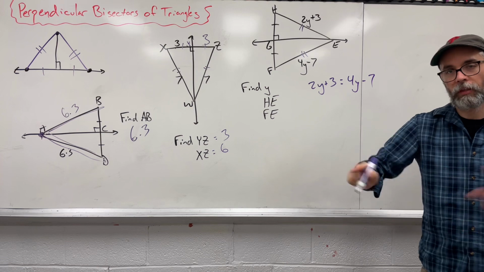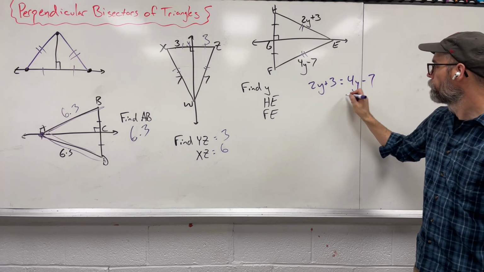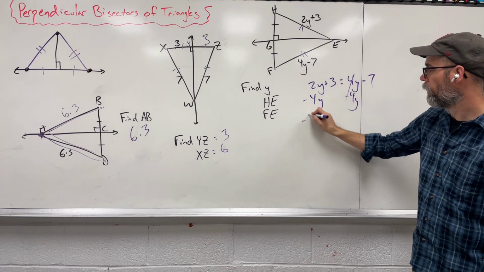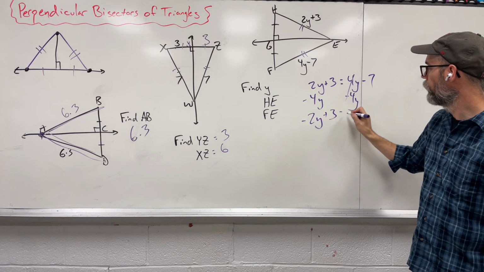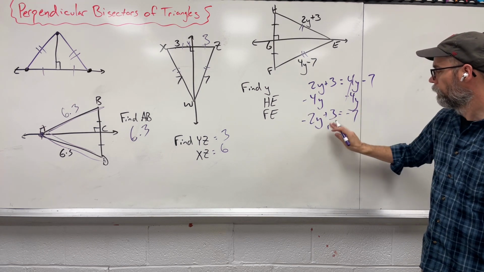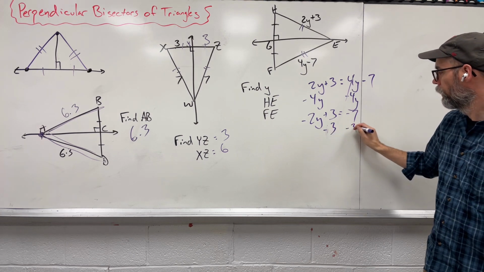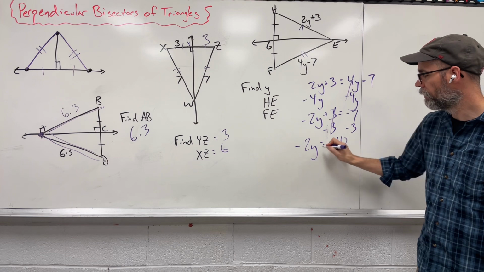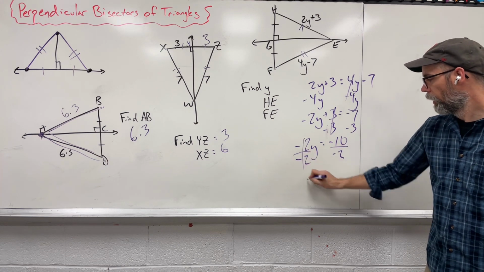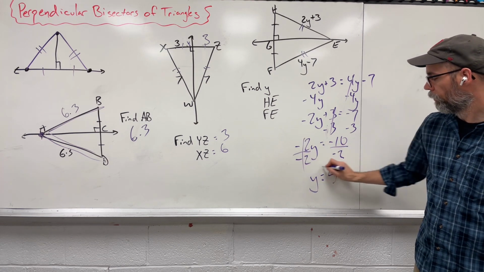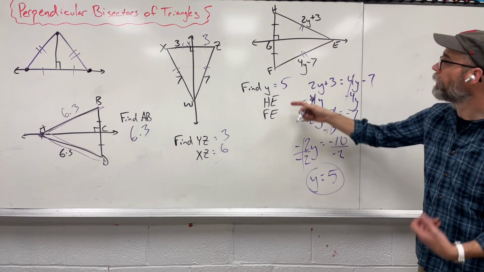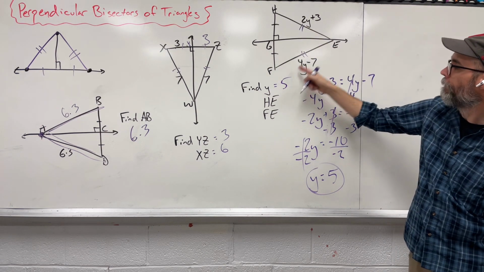And let's start moving things left and right. Minus 4y, leaving us with -2y + 3, minus 3, -2y equals -10, divide, our y equals 5. So that's one thing we need to find. Now we need to go back and figure out what HE and FE is.